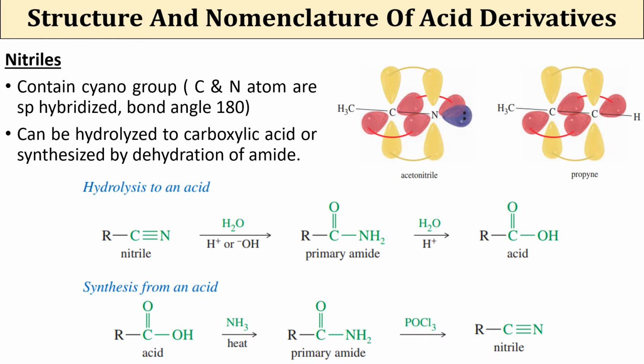Nitriles. Nitriles contain a cyano group. Both the carbon atom and the nitrogen atom of the cyano group are sp hybridized, and the bond angle is 180 degrees, or linear. The structure of a nitrile is similar to that of a terminal alkyne, except that the nitrogen atom of the nitrile has a lone pair of electrons in place of the acetylenic hydrogen of the alkyne. Although nitriles lack the carbonyl group of carboxylic acids, they are classified as acid derivatives because they hydrolyze to give carboxylic acids and can be synthesized by dehydration of amides.